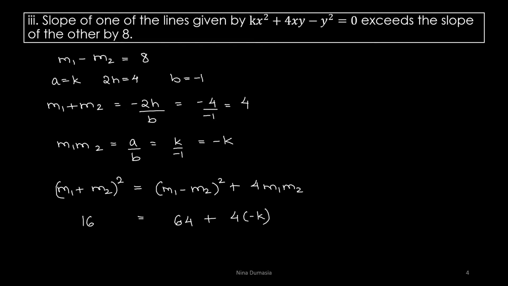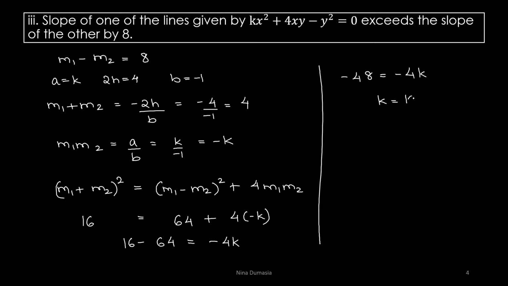Okay. So if I take 64 to the other side, I have 16 − 64 = −4k. On simplifying this, we get −48 = −4k, and therefore k = 12, and this is the value for k. This is our answer. Okay.